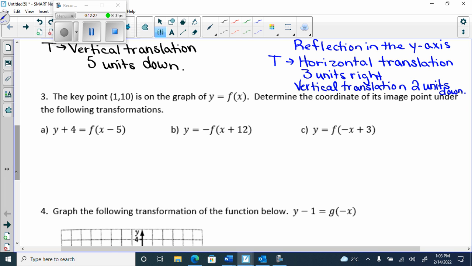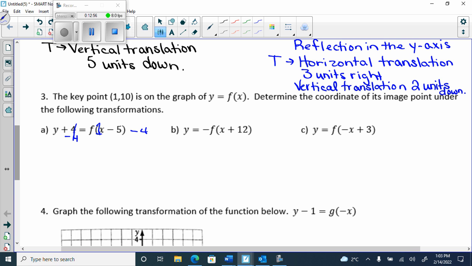If you look at C, I set you up again. So the point 1, 10 is on the graph of y equals f of x. Determine the coordinate of its image point under the following transformations. So what I tell you need to do, you're moving a point, you need point mapping. How do we do that? We get into y equals and make sure there's a 1 in front of our x, correct? So I need to move the 4 over. And I have a 1 in front of my x, don't I? So I'm good for this one.